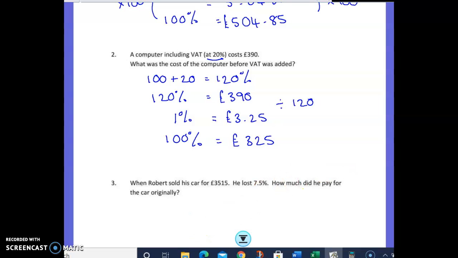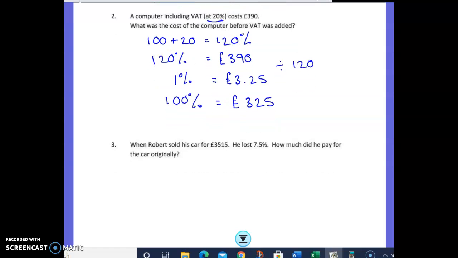Question 3. Robert sold his car for £3,515. He lost 7.5%. How much did he pay for the car originally? Okay, we want this to be more than we started with. If we want it to be more than we started with, we need to divide by a number smaller than 1. So that's an idea what we're doing. Instead of adding on to 100%, we're going to take away from 100%. So 100 take away 7.5 is 92.5%.